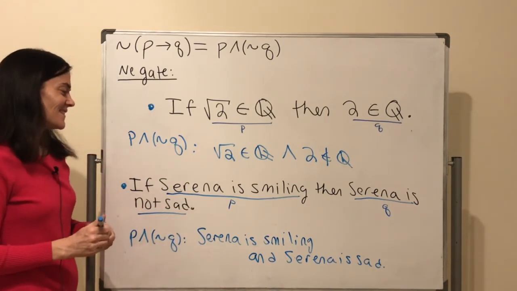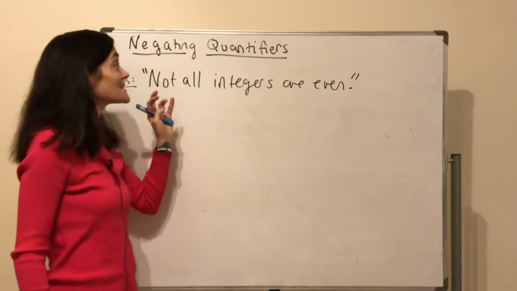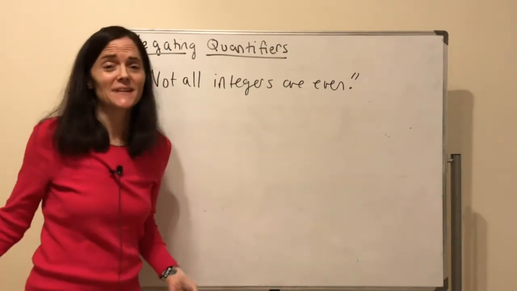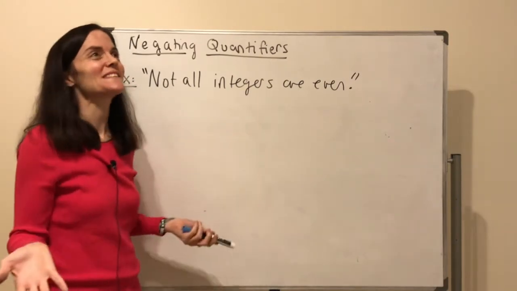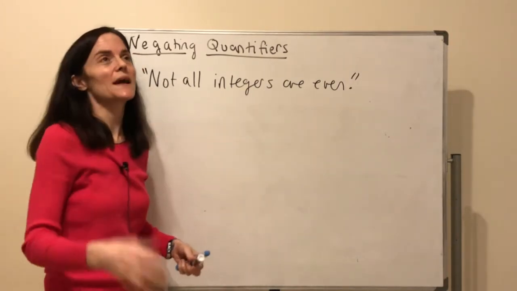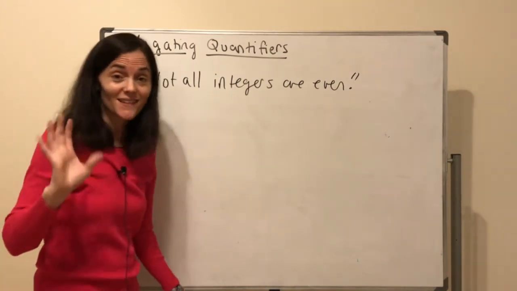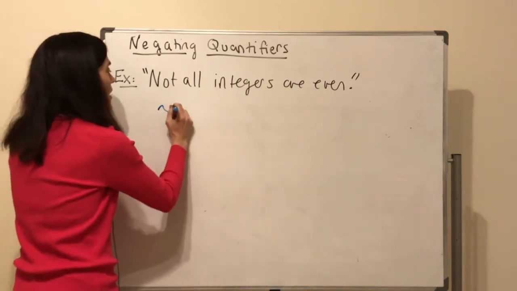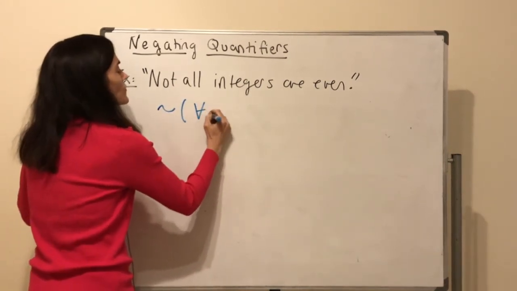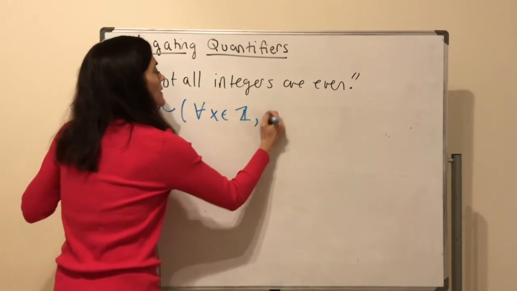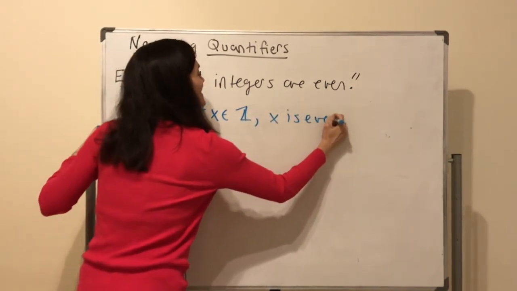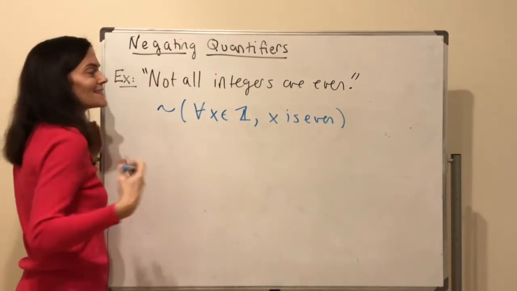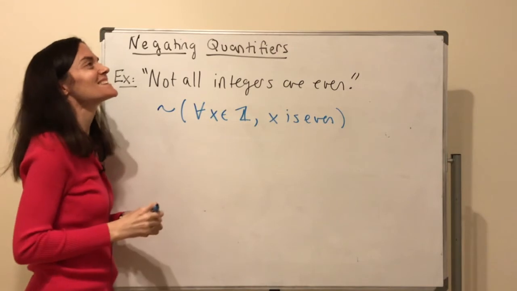Next, let's discuss negating quantifiers. And this statement as it's written is a negation. And this is what we will start with, a sentence. Let's first write it as symbols. So this says, not all integers are even. Well, in symbols, this would be not, let's say for all x in Z, x is even. Okay? This is exactly this statement using the symbols we had discussed.